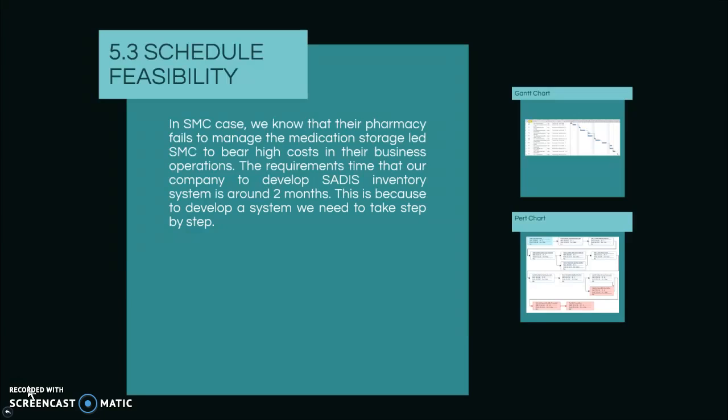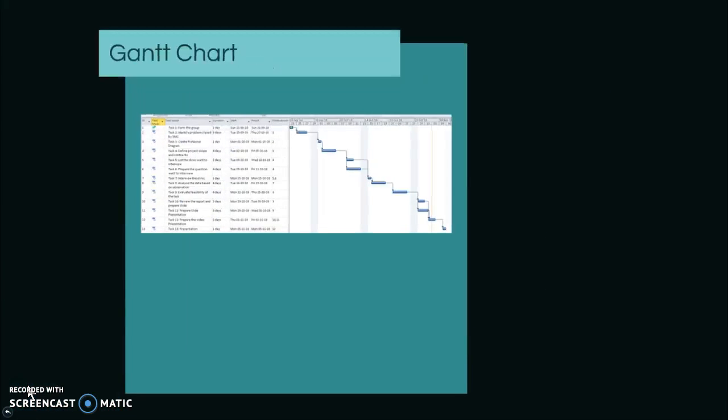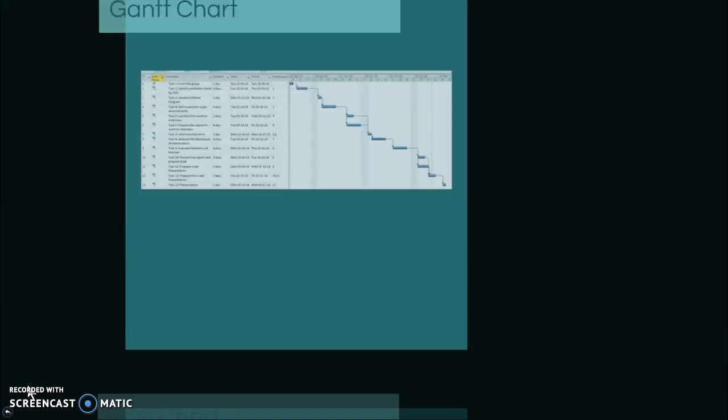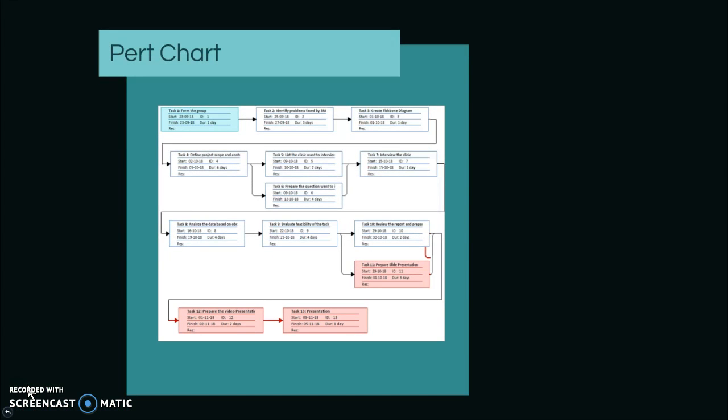For schedule feasibility in the SMC case, we know that the pharmacy fails to manage the medications, which leads SMC to bear high costs in their business operation. The time required for our company to develop the SADIS inventory system is 2 months. This is because to develop a system we need to take it step by step. This is the Gantt chart. And then this is the bar chart.